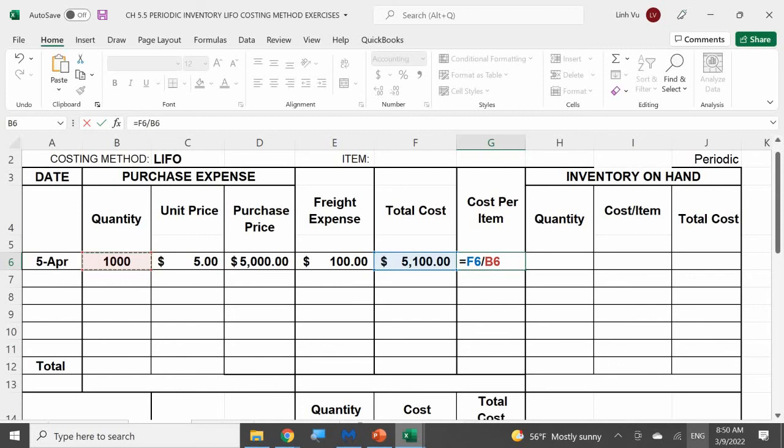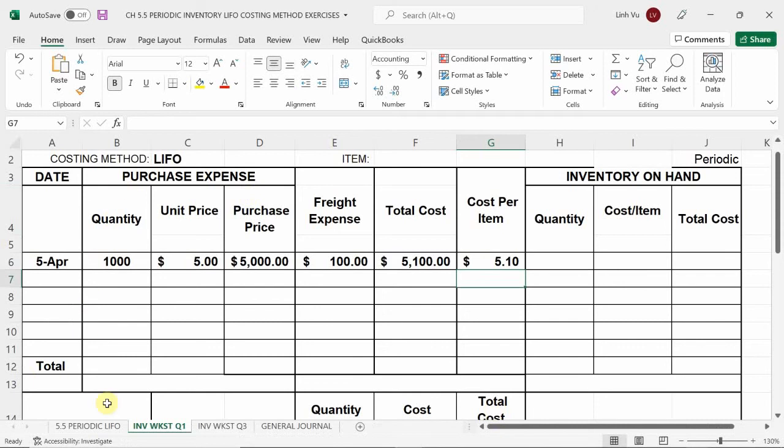Cost per item. Let's try that again. Yeah, it's going to be the $5.10. Okay, good. Now, let's see what happened next.